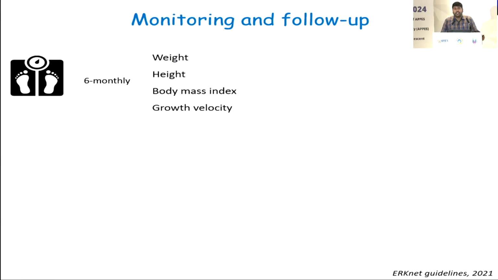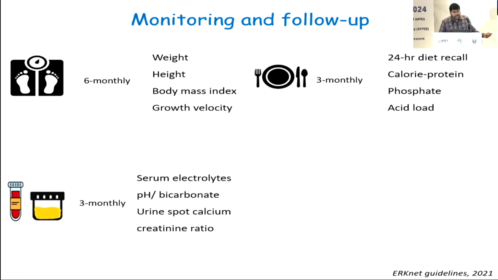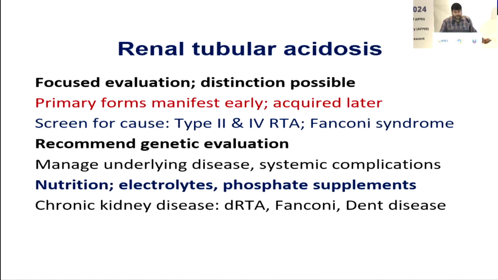So, as per the guidelines published by the European Society of Rare Kidney Diseases, the anthropometric parameters have to be monitored every 6 months, and dietary monitoring has to be done at least every 3 months. The electrolytes as well as the urine calcium creatinine ratio have to be monitored every 3 months once the child is stabilized with the electrolytes and the supplements. And nephrocalcinosis and kidney stone evaluation has to be done annually.